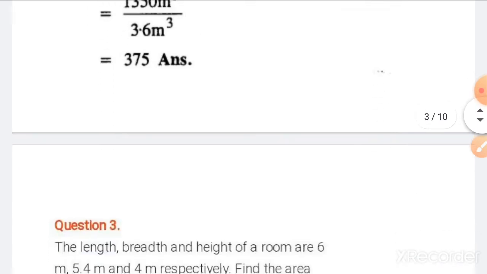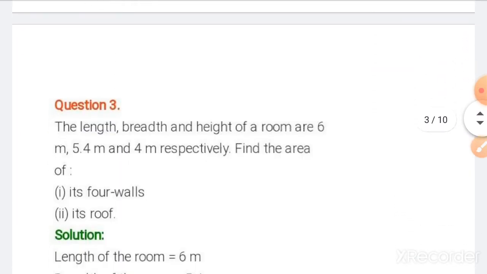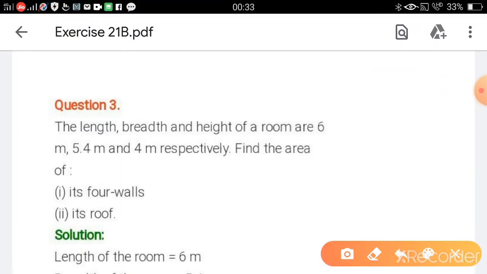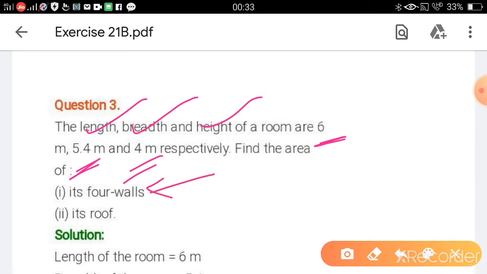After that, we will see question number 3. Question number three is given the length, breadth and height of the room, which will be 6 meter, 5.4 meter, and 4 meter respectively. So we have to find the area. What do we have to find? It's the 4 walls and its roof.